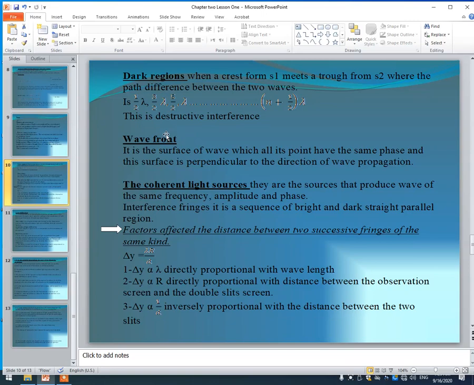Here in front of you is a very important definition, which is called wavefront. Wavefront is the surface of the wave, as we said, all of whose points have the same phase, and this surface is perpendicular to the direction of wave propagation. What is the meaning of coherent light sources? Coherent light sources are sources that produce waves of the same frequency, phase and amplitude. Of course, you remember this concept. We studied these concepts in the first chapter.